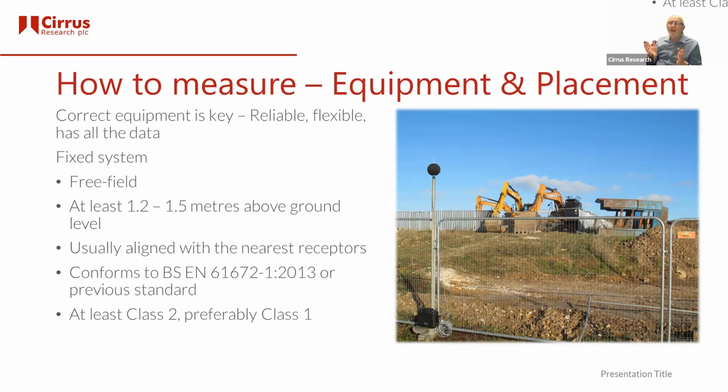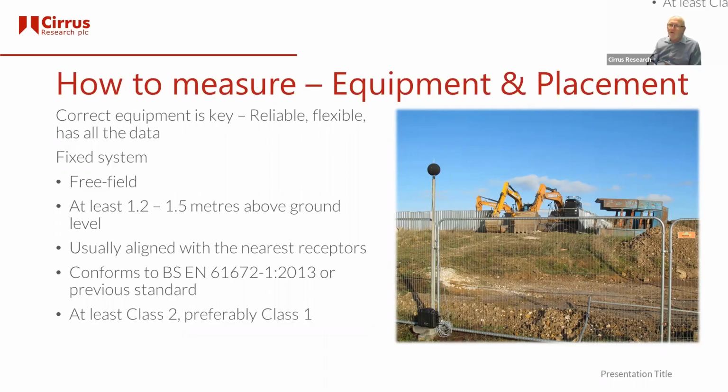So first of all, get the right equipment. Is it reliable? Is it flexible? Can you move it? Does it have all the data? Does it meet the right standards, etc.? That's the first thing. And for a fixed system, or even a handheld system really, you need to make sure that where the microphone is positioned is free field. So we want to avoid any facades. If possible, we want to be 3.5 meters away from any vertical walls, so we're not getting any reflective noise to make it appear worse than it is, or giving you a false number.